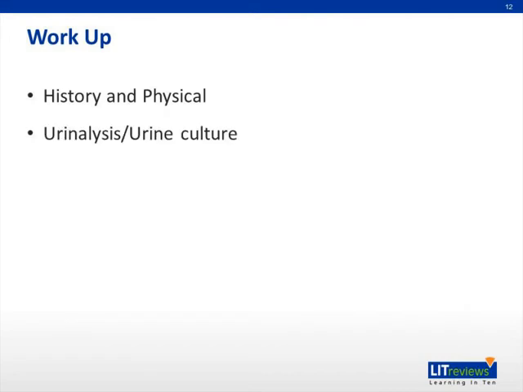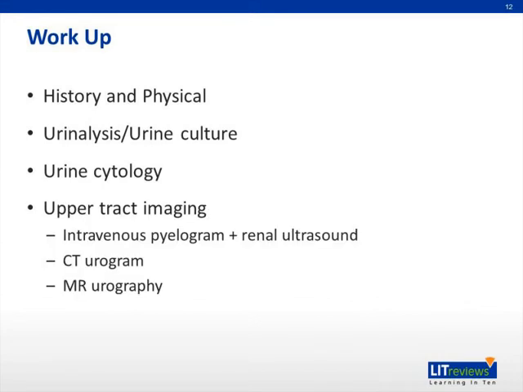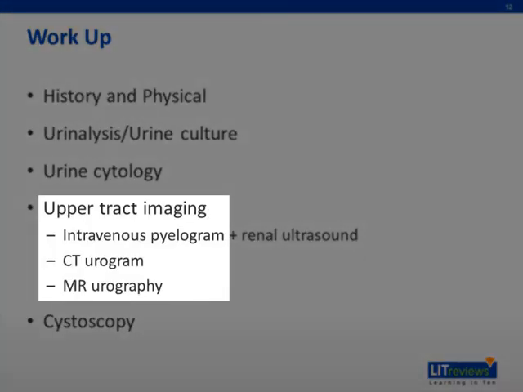A full urologic workup for hematuria includes a complete history and physical, urinalysis and urine culture, urine cytology, upper tract imaging, and cystoscopy. Upper tract imaging can include a CT urogram, an intravenous pyelogram plus a renal ultrasound, or MR urography.